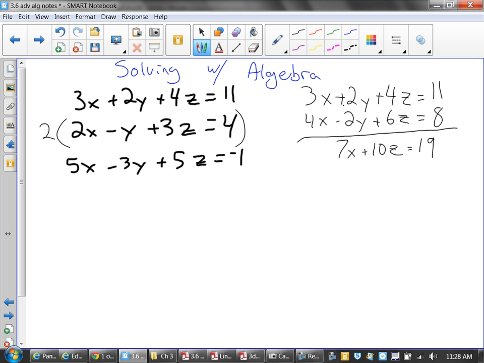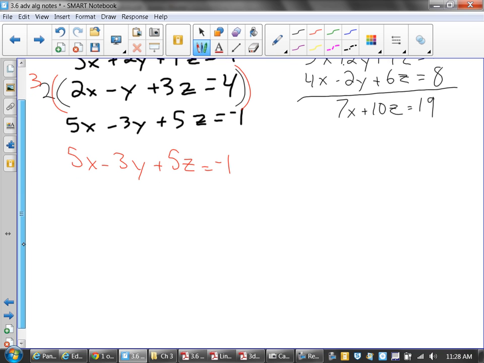Now, if I want to eliminate the y value in the third equation, what do I multiply the second equation by? 3. So I'll rewrite the third equation: 5x minus 3y plus 5z is -1. Now I multiply this guy by 3, and I get the following: 6x minus 3y plus 9z is 12. Do you guys agree?